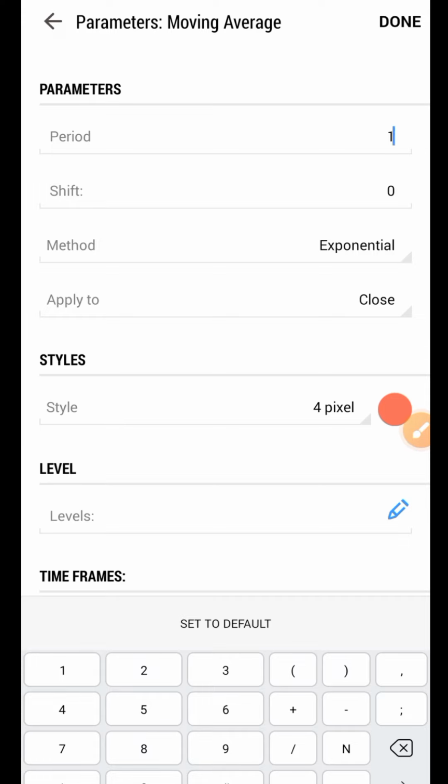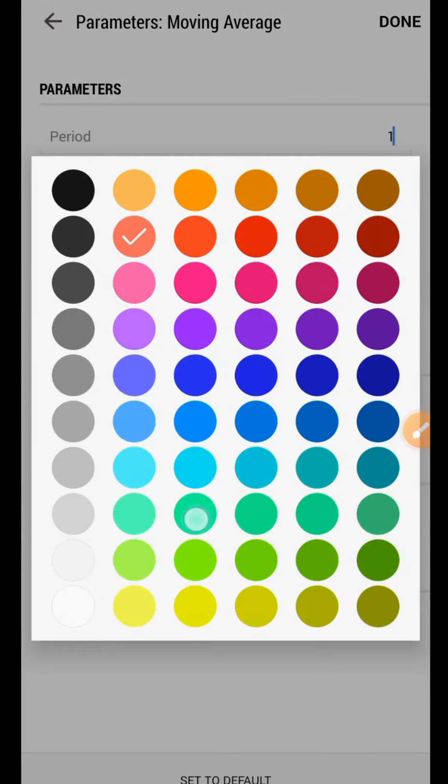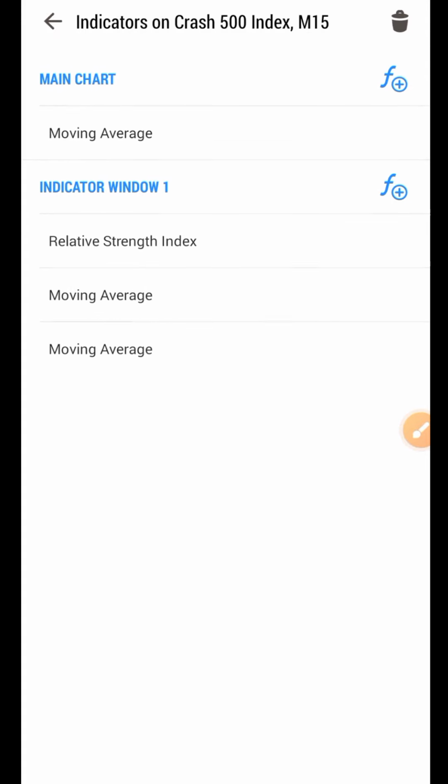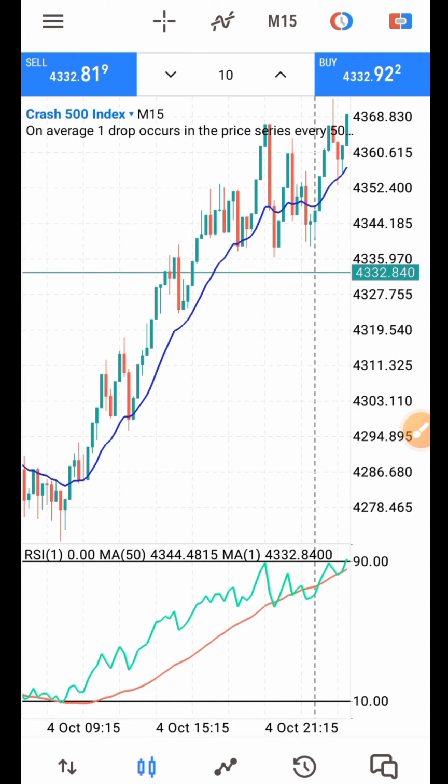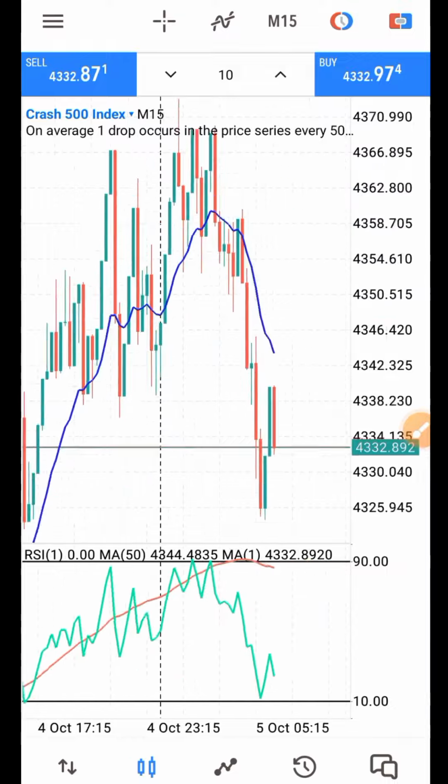So the shift is 0, method exponential. Style still remains 4 pixel, but we are changing the color. I like using green for the fast EMA. So what does the fast EMA mean? Fast EMA tells us the immediate situation in the market. You understand what is happening instantly in the market?